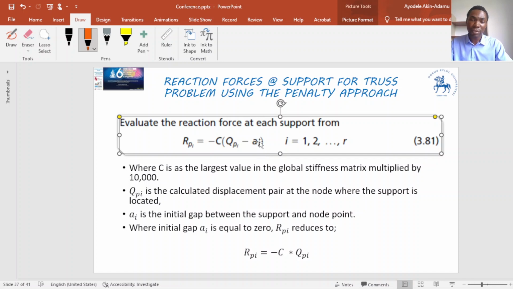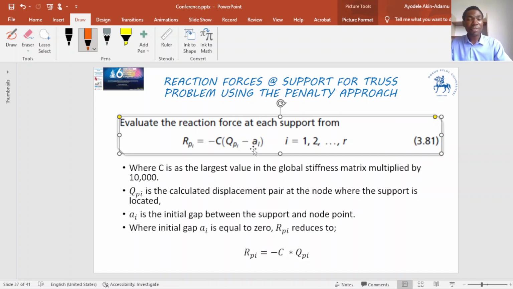But for a truss problem, this A is denoting another thing. Say we have settlement of support in a truss problem. Say there is a settlement when it was loaded, the support moves, say, downward by, say, 0.5 mm. So you can model that 0.5 mm as your A. So A equals 0.5 mm. So if you have settlement at a support, we can define that settlement as our A here.